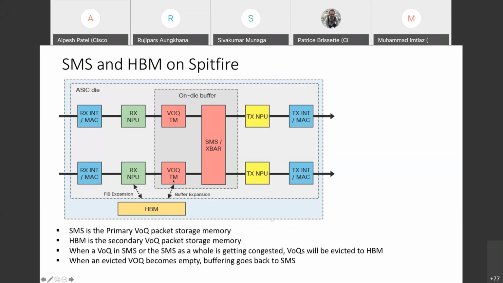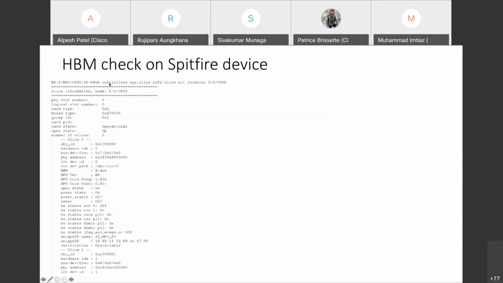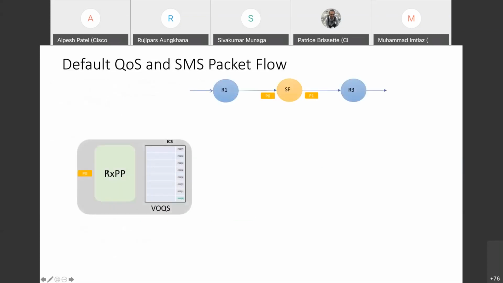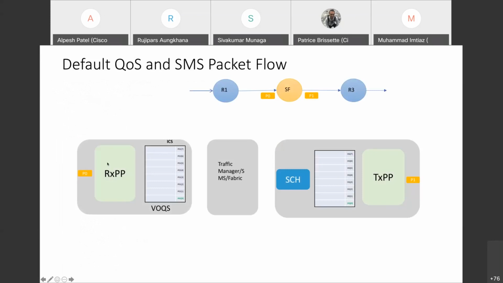to the SMS. This is one of the commands, show controller NPU slice info. It gives you some information about the HBM, just showing this command in case somebody wants to look at the HBM information. So it shows the HBM, the NPU version, and so on and so forth. This is not a regular troubleshooting command, but rather here we are trying to pull up some information about the status of the NPU and the HBM. There is a command coming up which will show you which memory we are using.